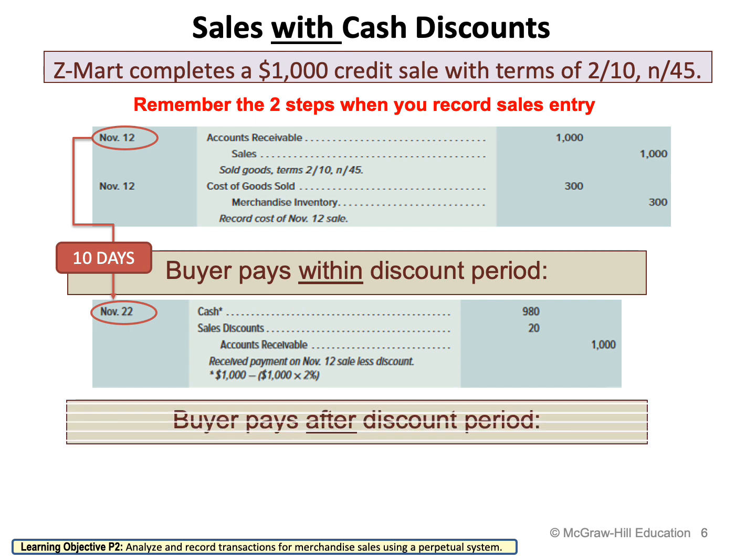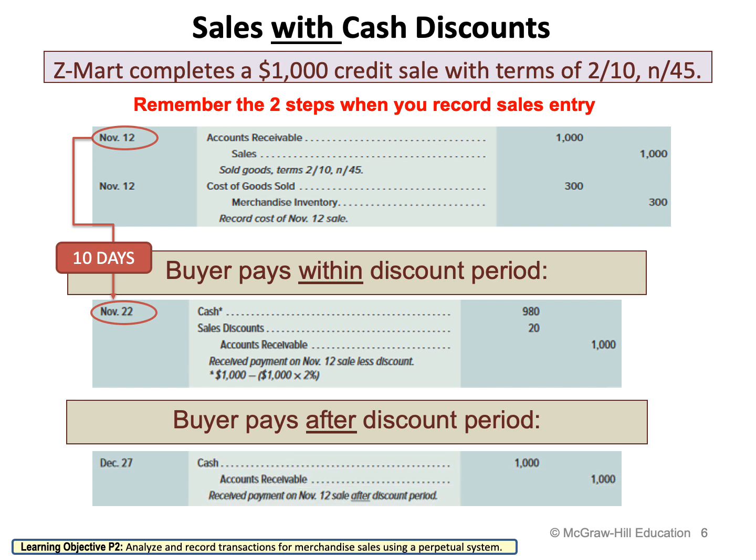Now let's see the other example. Now assume that the buyer pays me on the 27th of December. So the buyer purchased on the 12th of November, and now he's going to pay me on December 27. How many days is that? It's 45 days. Do you think that if the buyer pays Z-Mart within 45 days, he's going to get a discount? No, he's not going to get a discount, because he needs to pay within 10 days to get the discount. So how I'm going to record the journal entry for the payment: I'm just going to record it normally without any discount, because the buyer paid me after the discount period.